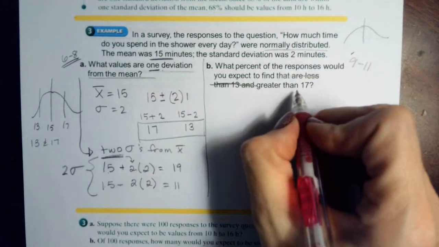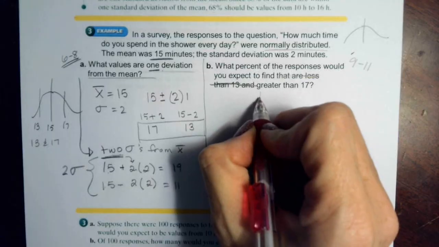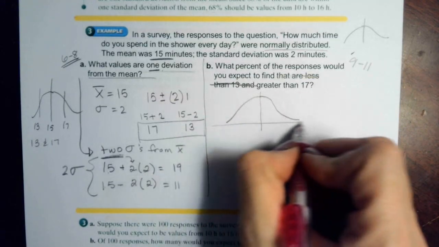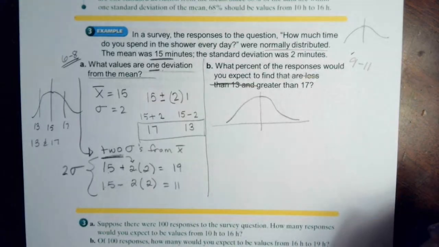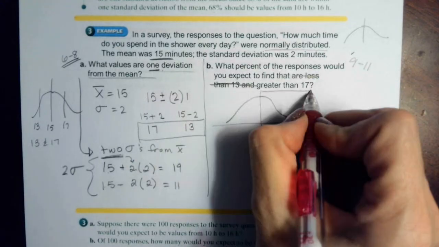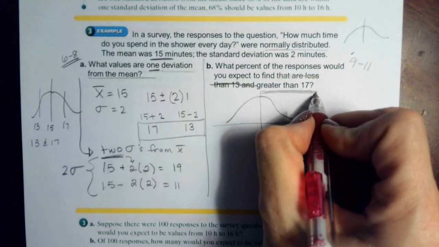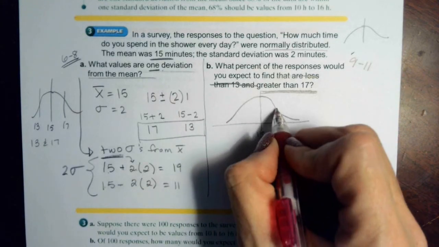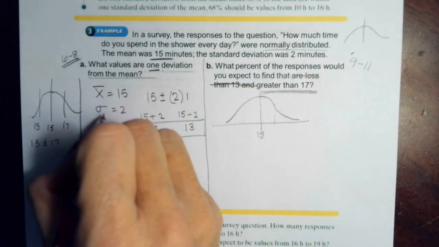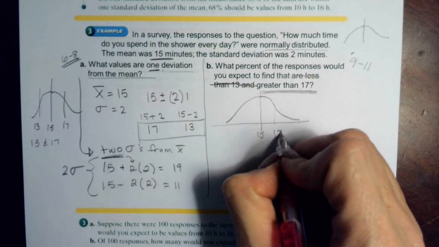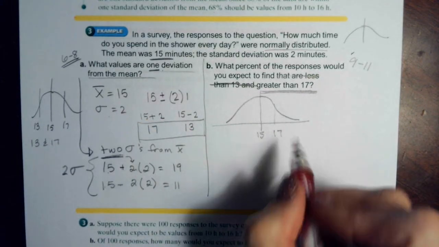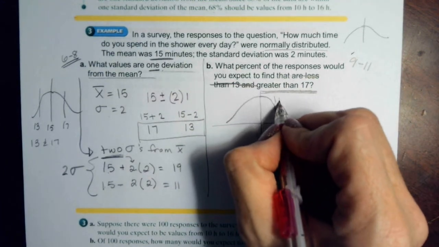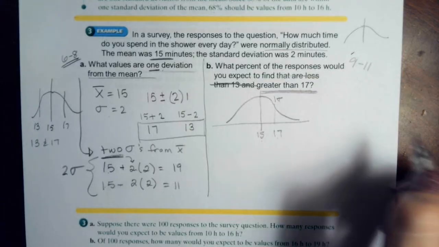Okay, so I'm going to go ahead and draw a normal distribution curve. And I like to sketch this out so I know what I am looking at. So I'm looking for greater than 17. My mean is 15. And then my deviation is 2. So I'm looking for 17. 17 is more than 15, so I have to add 2. This was just one standard deviation away.